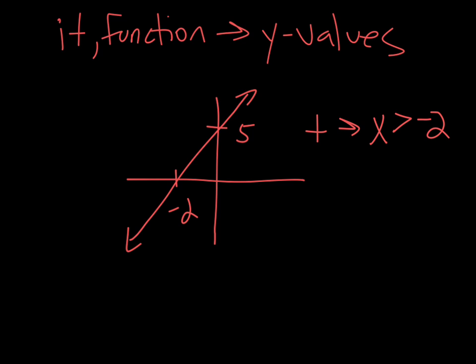Okay, so positive, and this is where it gets mixed up, kind of confusing. Anything positive is above the x-axis. So all of this is positive. Where is it positive? As long as x is bigger than -2. Is that okay? All right.